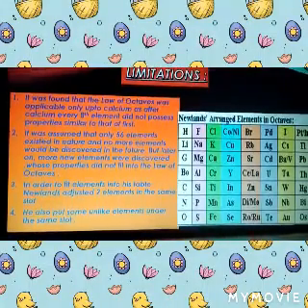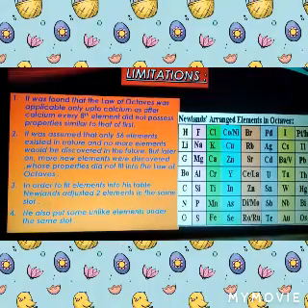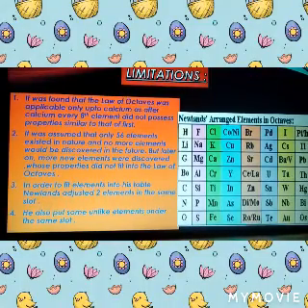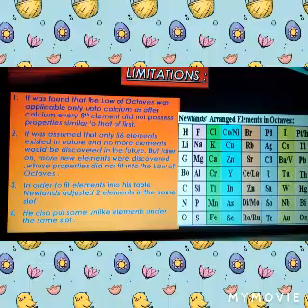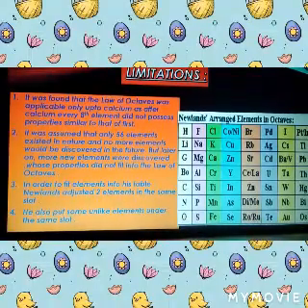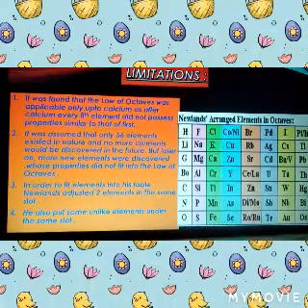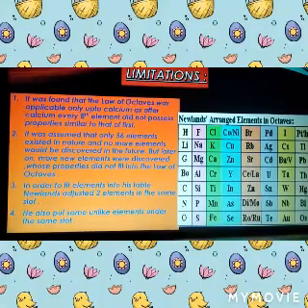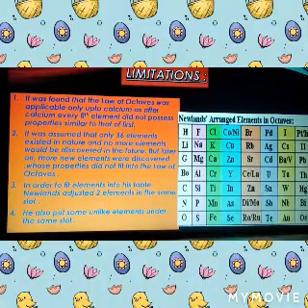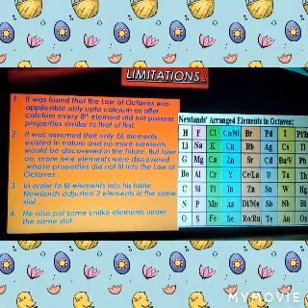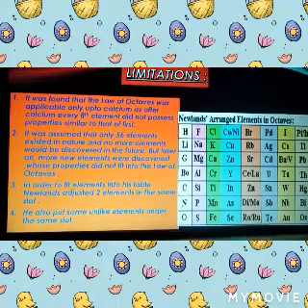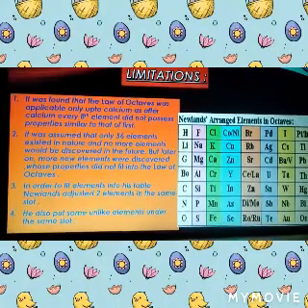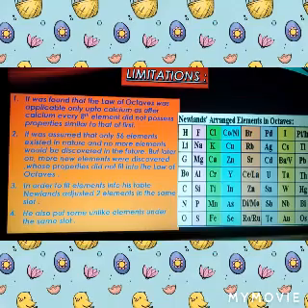Here you can see it was written that the law of octaves was applicable only up to calcium, as after calcium, every eighth element did not possess properties similar to the first, as I have said. Second, it was assumed that only 56 elements existed in nature and no more elements would be discovered in the future. But later on, new elements were discovered whose properties did not fit into the law of octaves. In order to fit the elements into his table, Newlands adjusted two elements in the same slot. He also put some unlike elements under the same slot.